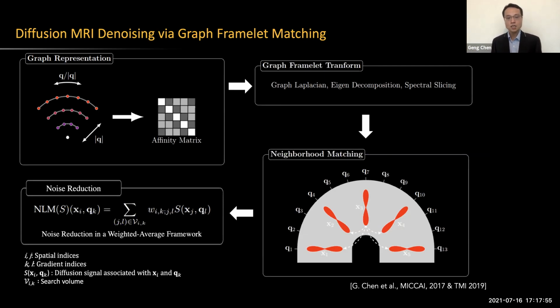First is graph representation. We represent the diffusion MRI data as a graph, and then we use the graph framelet transform to extract the feature vector for each node on the graph. This feature vector encodes the neighborhood information of each node. Then we use the feature vector to do neighborhood matching, so that we are able to gather the similar information in q-space, and build the signal correspondence in the high dimensional 6D space. After neighborhood matching, we compute the similarity weight for 2 sampling points in q-space. Then we remove the noise in a weighted average framework.